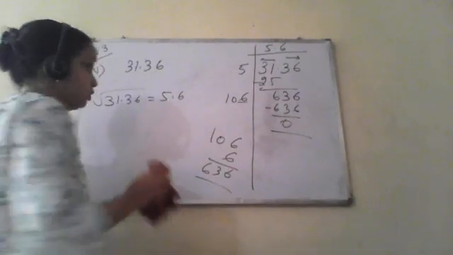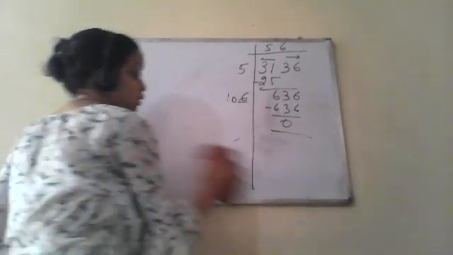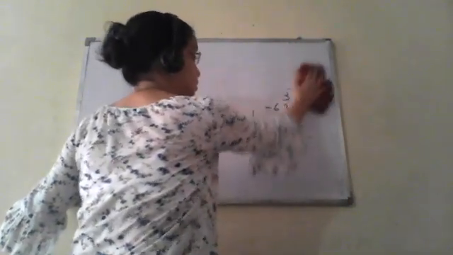Now question number 4. I hope now you know how to find the square root. This division method is particularly useful when you are finding the square root of a bigger number.